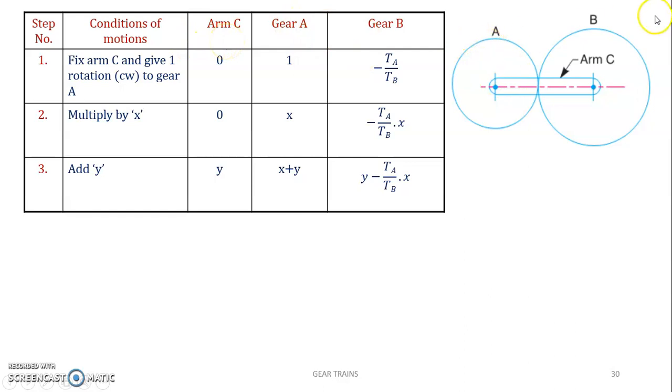Then gear A and gear B. Okay, that's all. So first comes the arm, then comes the sun, and then come the other gears. So here the first step is to fix the arm and give one rotation, clockwise, to gear A.